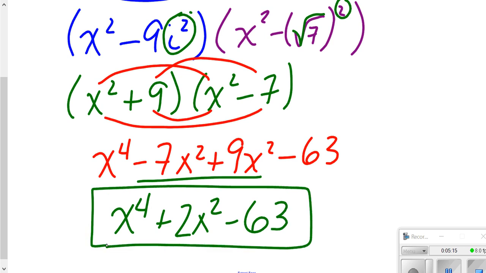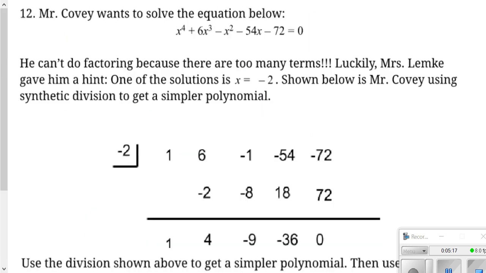Yay! Okay, and this one. Mr. Covey wants to solve that equation. Ooh, but he can't do factoring because there are too many terms. There's 5 terms. We don't even know a way to do 5 terms. But luckily, I give him a hint. One of the solutions is -2. So he puts -2 in the skybox. Oh, Mr. Covey's so smart.